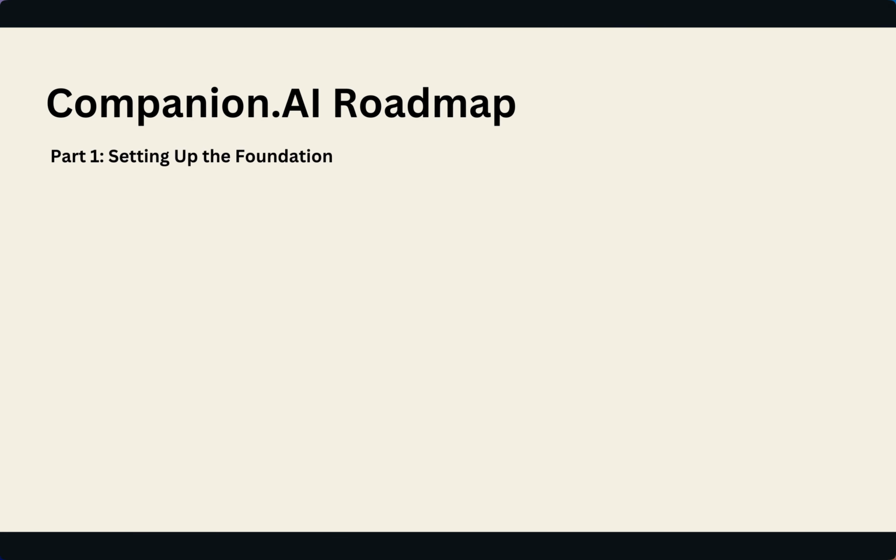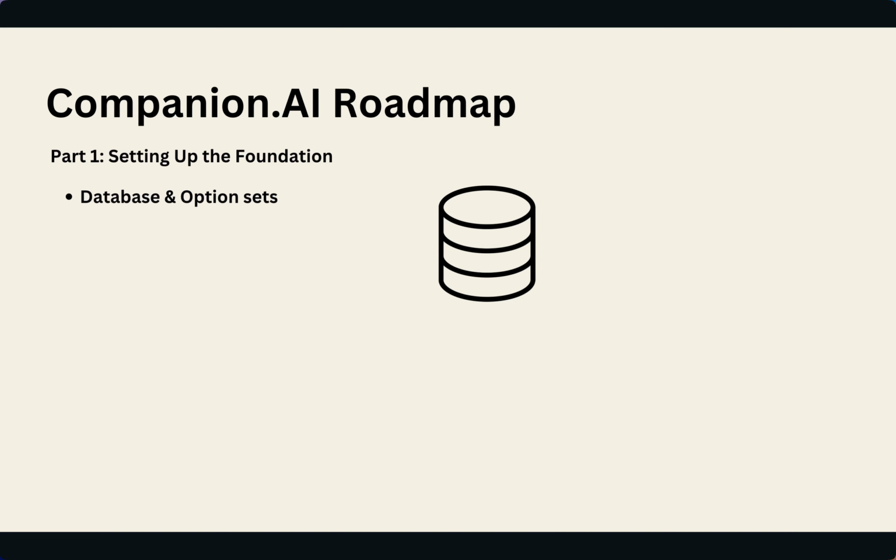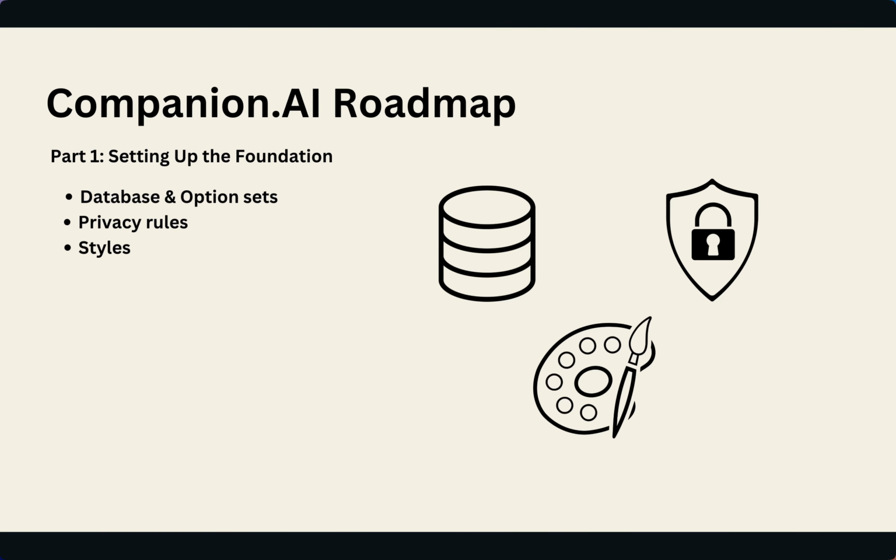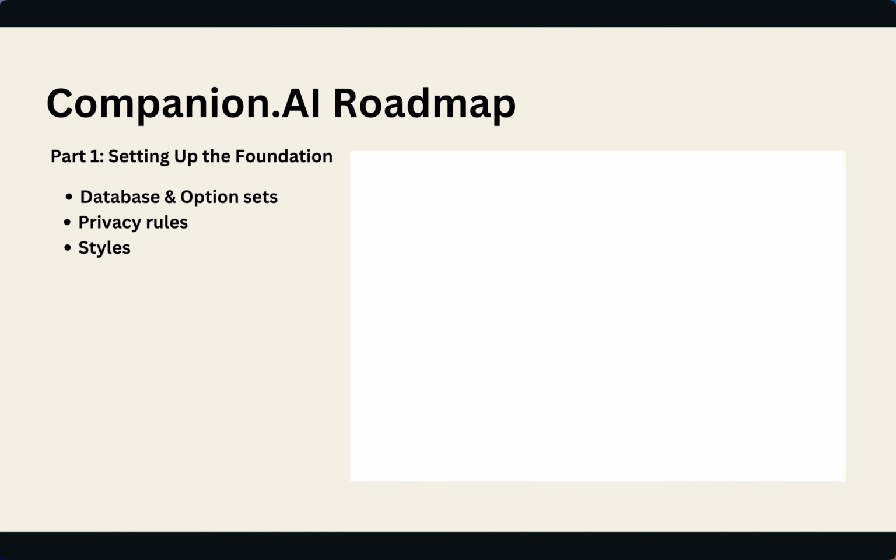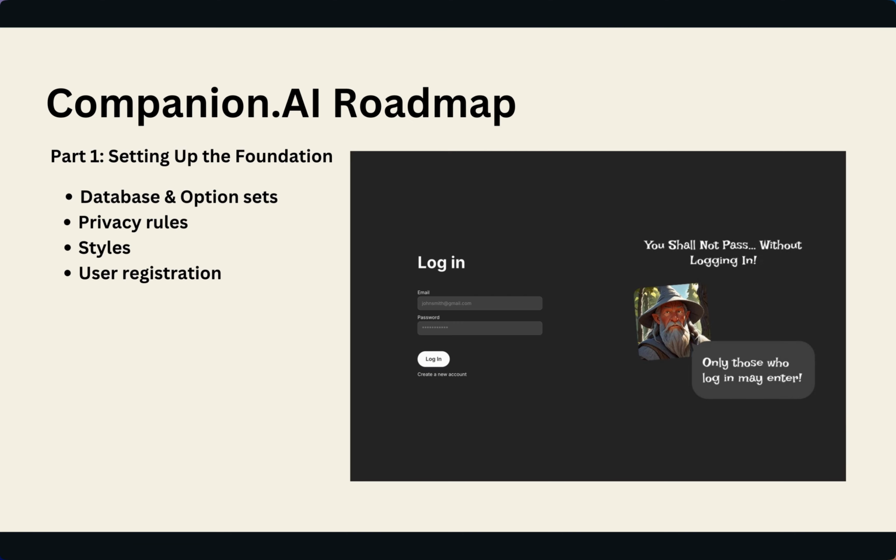So for the first part, we're gonna set up the foundation. In the foundation part, we're gonna configure the database and put some option sets. We'll make the app secure with privacy rules. And we'll also create a stylish app by using the styles. This will create the foundation of the app, and then we can start with the user registration page.